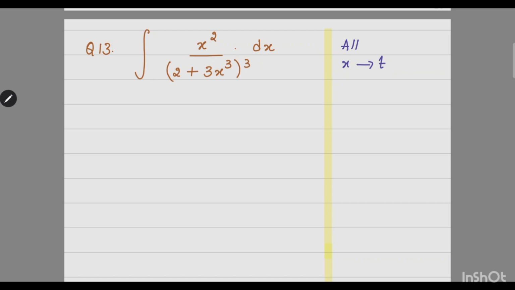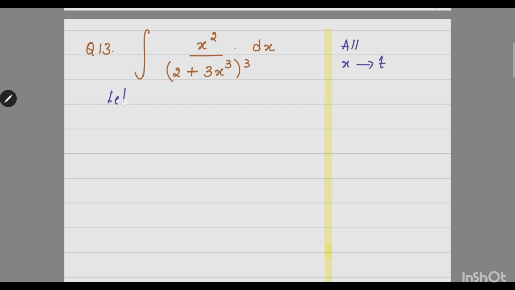Question number 13. Integral of x^2 divided by (2 + 3x^3)^3 with respect to x. So here this question is similar to question number 12. So one must be selected as t. Now which one to select? Whether x^2 or 2 + 3x^3. What if you differentiate the bottom? If you differentiate x^3, you will get x^2, right? And that x^2 is in the numerator. So we can select this bottom equal to t.